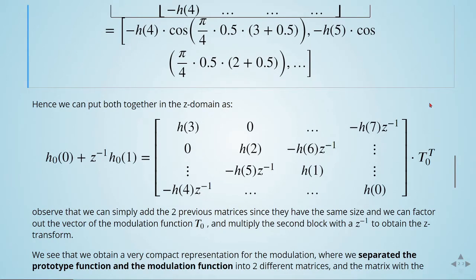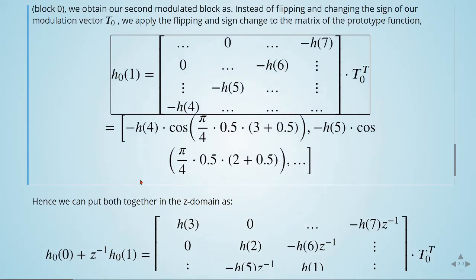It's given here. So we have our first block, z to the power of 0. We have our second block, z to the power of -1. And this is what we get here. And observe that we can simply add the 2 previous matrices since they have the same size, and we can factor out the vector of the modulation function T0, and multiply the second block with z to the power of minus 1 to obtain the z transform.